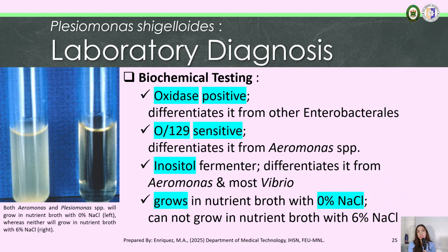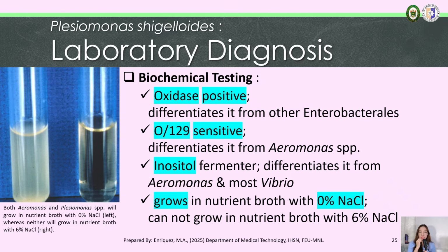Next, Aeromonas is resistant to the O129 vibriostatic agent, but Plesiomonas shigelloides is susceptible to the O129 vibriostatic agent. All right, ulitin po natin, katulad ng ibang mga Vibrio species, sensitive din po ang Plesiomonas shigelloides sa O129. Now, both Vibrio and Aeromonas cannot ferment inositol, but Plesiomonas shigelloides is an inositol fermenter, which is why, as we've mentioned earlier, its preferred culture media is the inositol brilliant green bile agar.